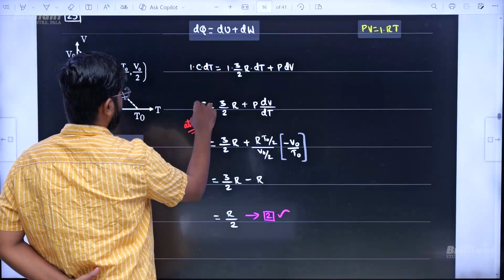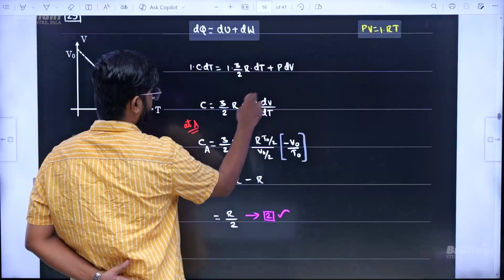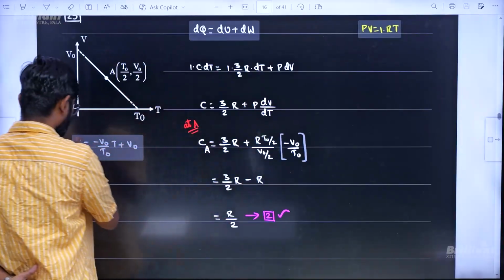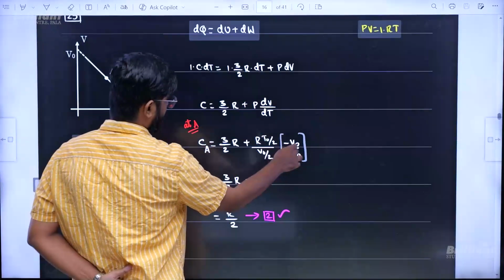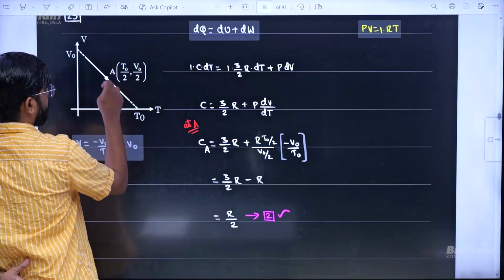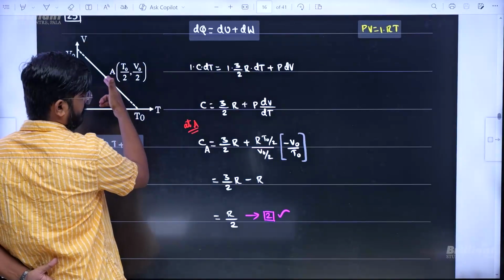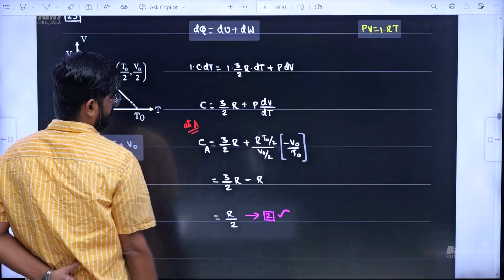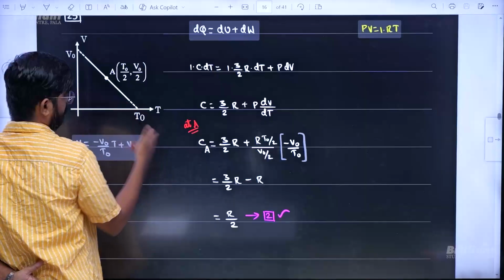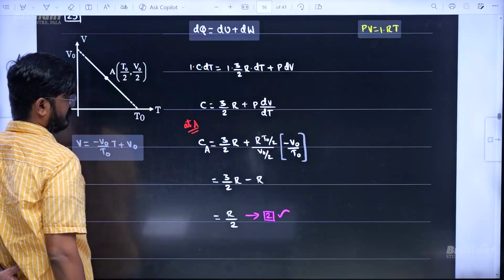So how to find C? You can bring this dT here. So basically you need to find dV by dT. dV by dT from here is minus V naught by T naught, and you need to find the P also at this location. At this location, you know the temperature and volume, so you can find the pressure there. You can substitute it back. Then you will be getting the value of C at that particular location.